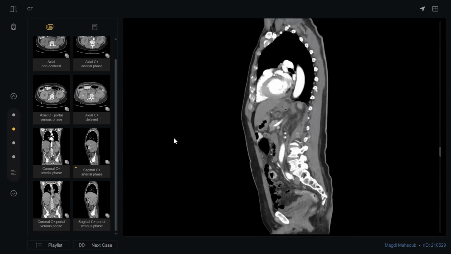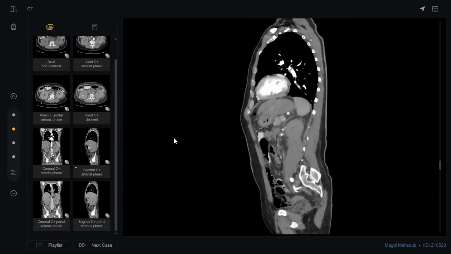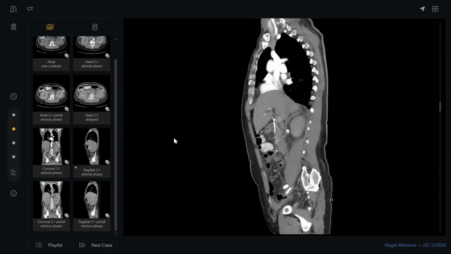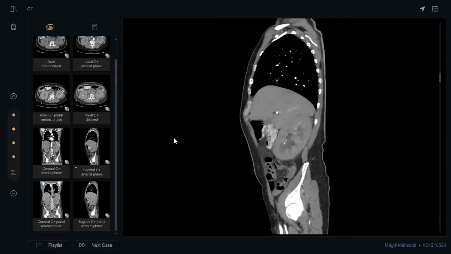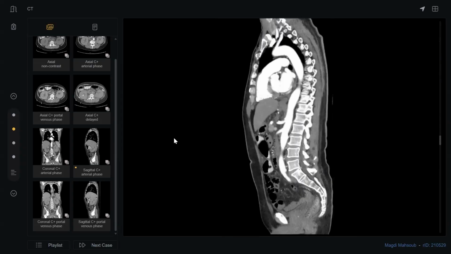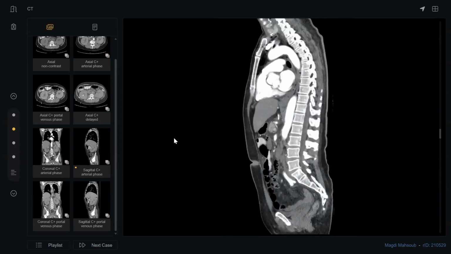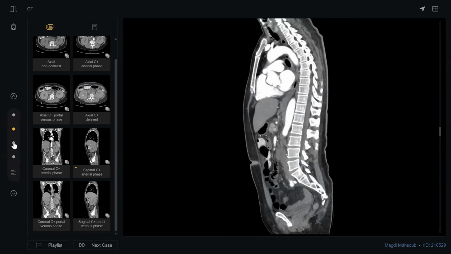To which MDT will you refer the patient, doctor? The patient should be referred to the nephrology MDT and the oncology MDT for further evaluation, and a renal biopsy can be done. Thank you, doctor, so much.